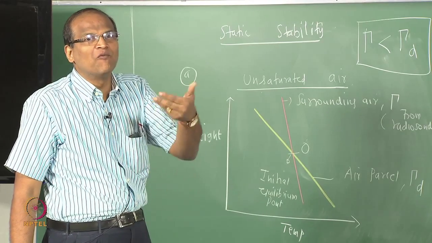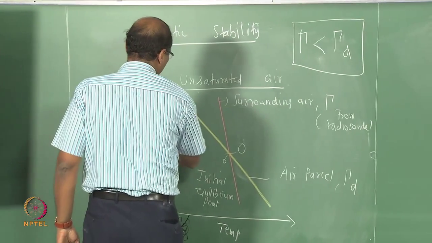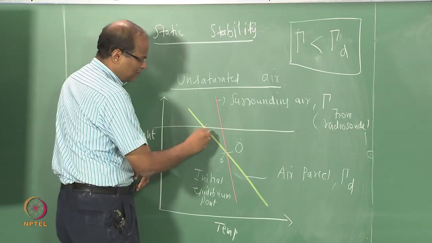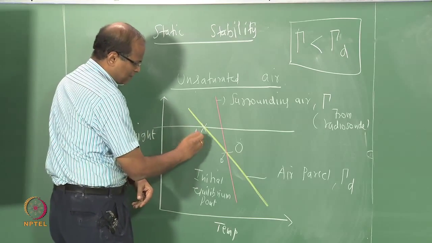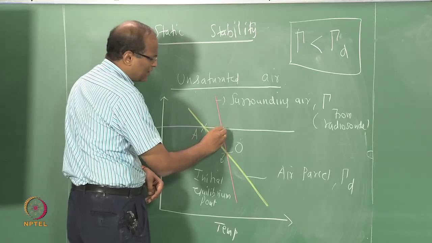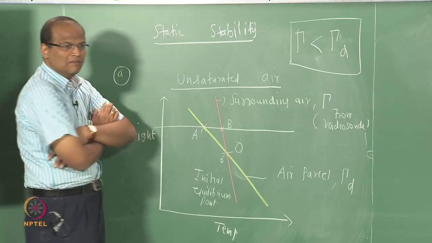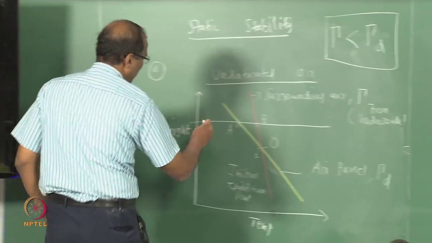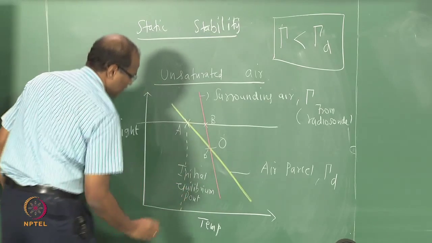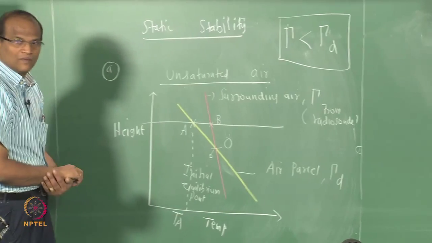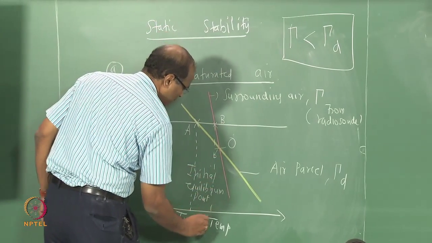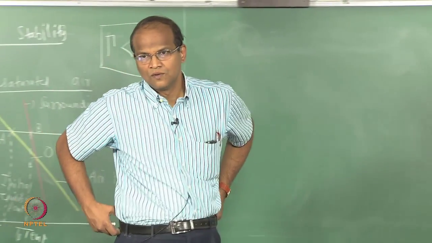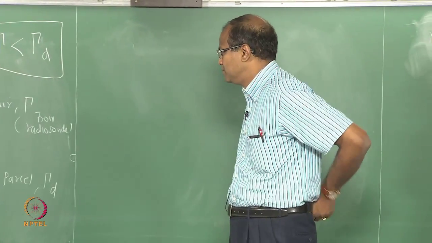Now give a gentle upward push to the air parcel so that it comes to a new level. At this level, the temperature of the air parcel is A, the temperature of the air is B. I am pushing it up. Call it TA. Call it TB.